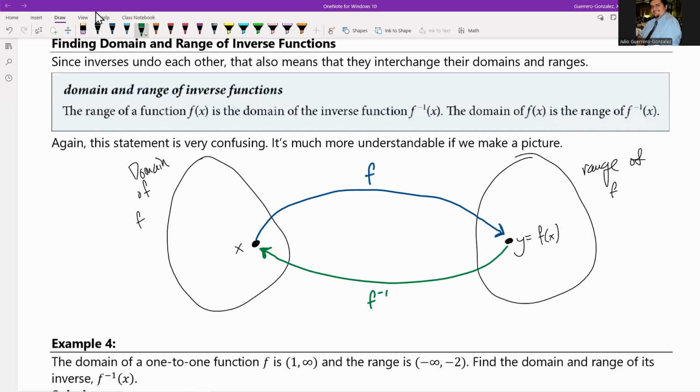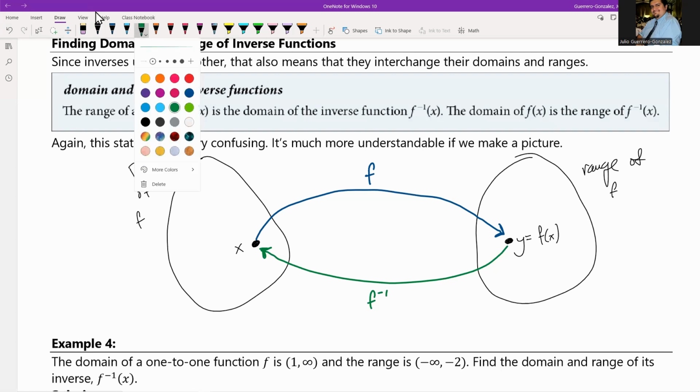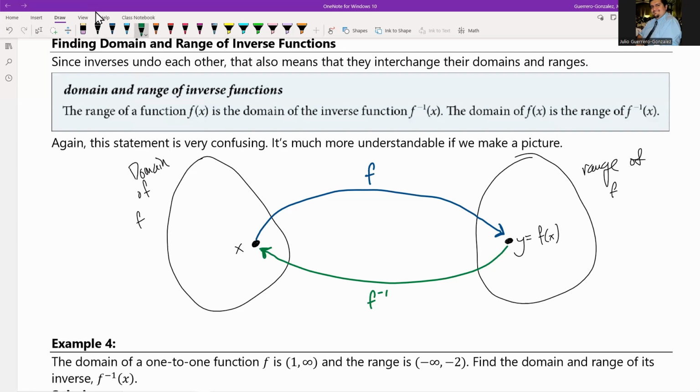Okay, and this sort of spells out why the statement is the way it is, how it's written up above, right? For f inverse, and I'm going to write this in green now, this over here is the domain of f inverse, okay? And all the outputs of f inverse are back over here, which is the range of f inverse.